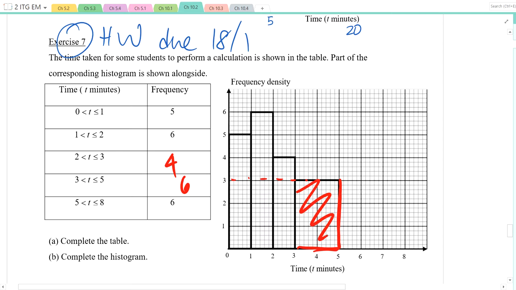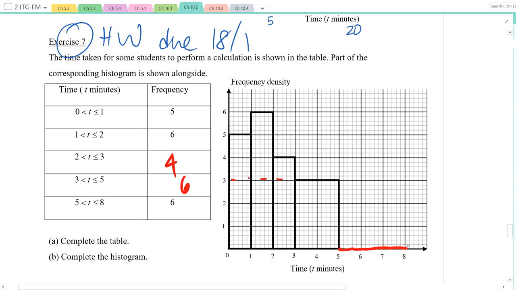Then the final one, it says from 5 to 8. The range is from 5 all the way until 8. But what is the height that I should be drawing? What do you think? What is the frequency density now? 2. How do you get 2? 6 divided by 3, yes.